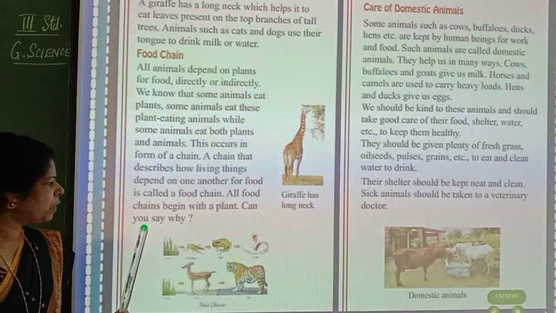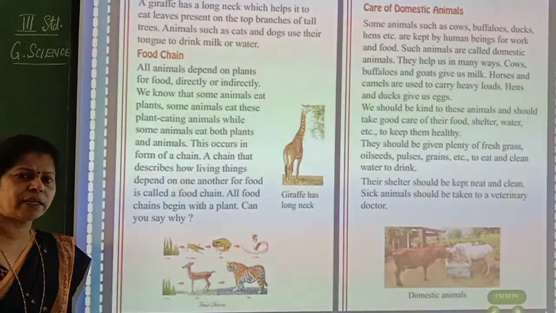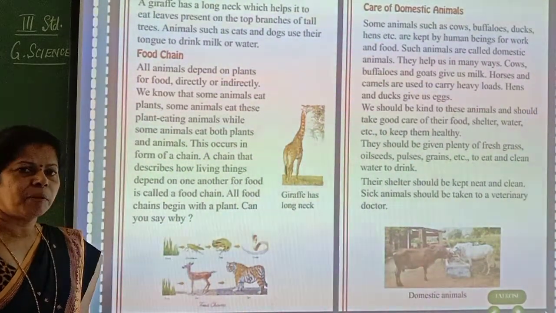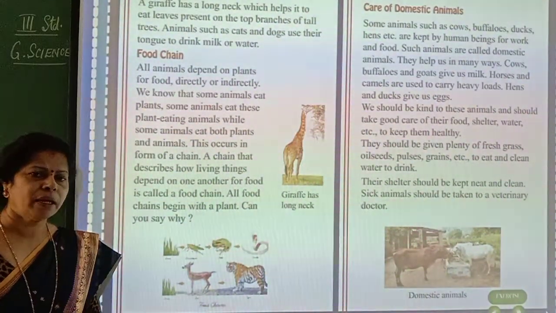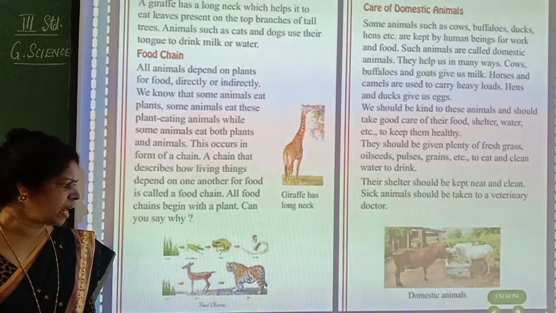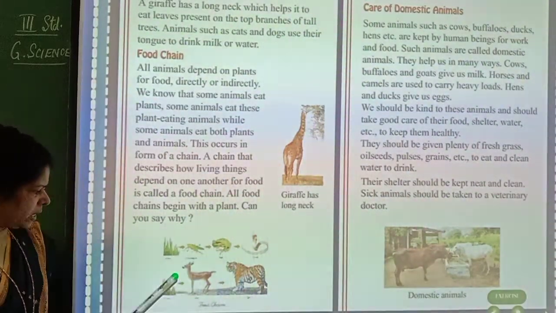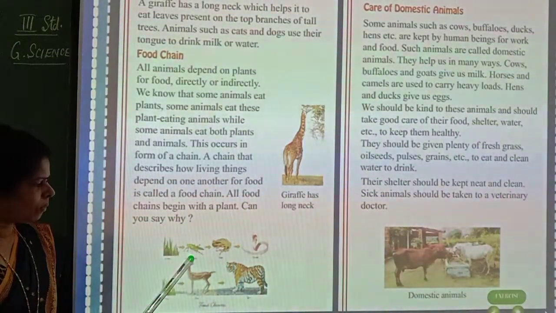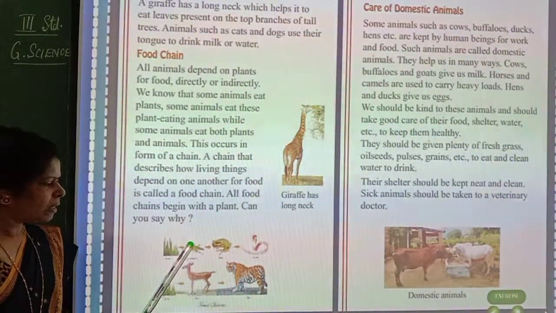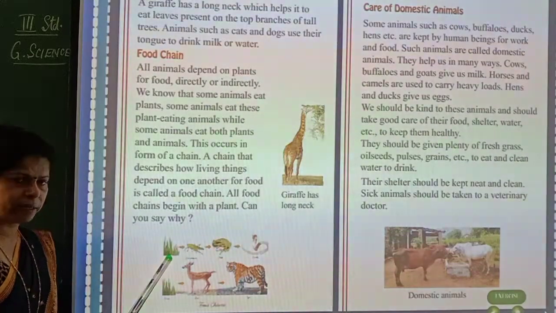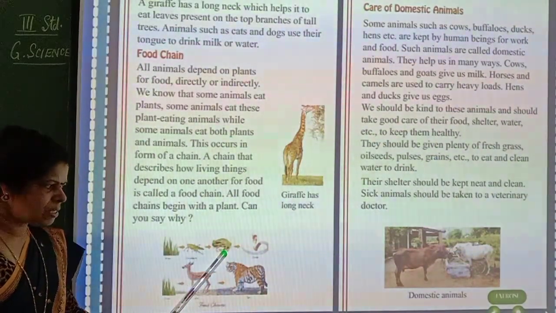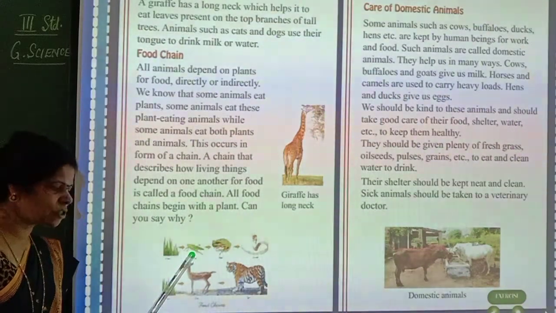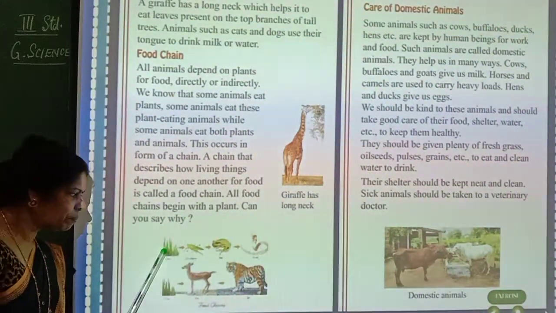Clear? So can you say why? What's the reason? Why do you say that? Without plants, there is no food. Why? Because plants are the primary producers. If plants are not there, there are no other animals. You can see here, children. What is this? Plants. What is this? Grasshopper. So the grasshopper is eating the plant. Then what is this? This is a frog. What is the frog doing? The frog is eating the grasshopper, which is eating plants.